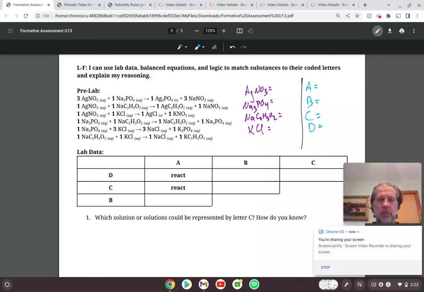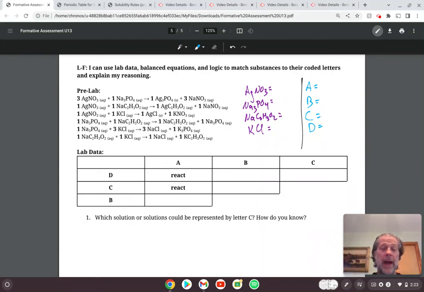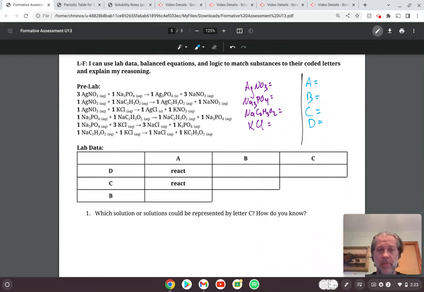Okay, so the last portion of the practice quiz is about the lab. This is learning or lab target F, and we're going to be doing the exact same thing that you did in your lab in terms of figuring out which solution was in which bottle, but we did all the pre-lab work for you.